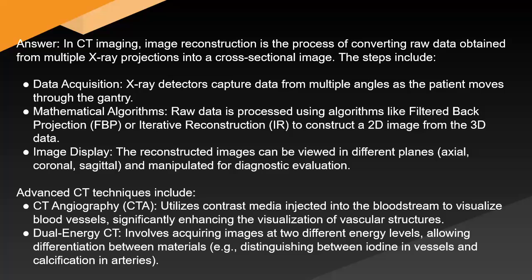Advanced CT techniques include CT angiography (CTA), which utilizes contrast media injected into the bloodstream to visualize blood vessels, significantly enhancing the visualization of vascular structures. Dual-energy CT involves acquiring images at two different energy levels, allowing differentiation between materials, e.g., distinguishing between iodine in vessels and calcification in arteries.